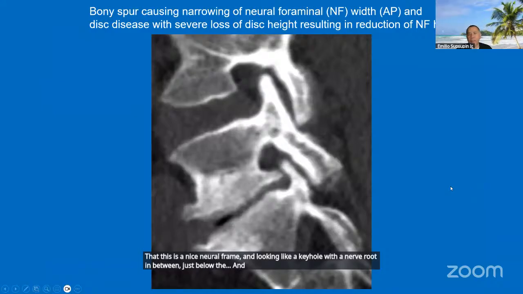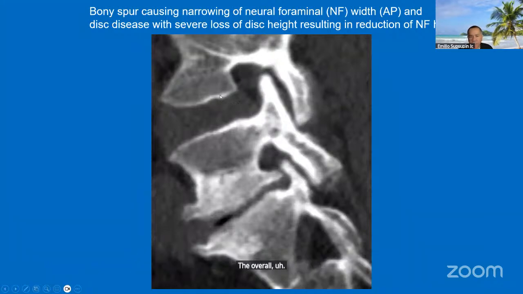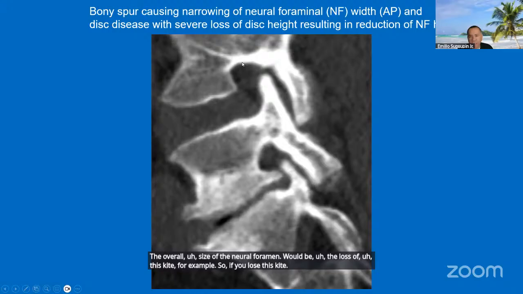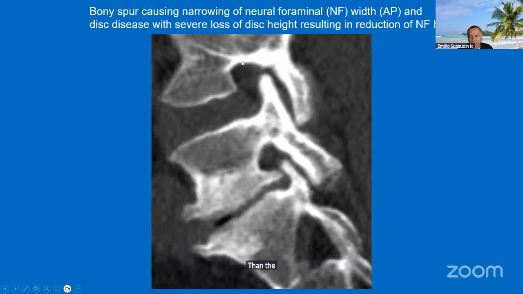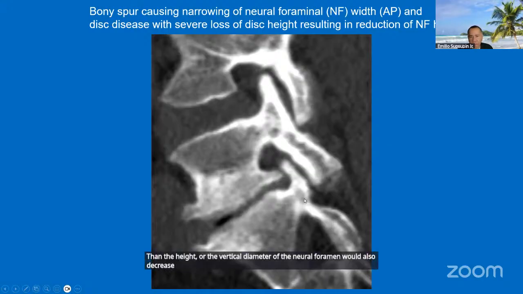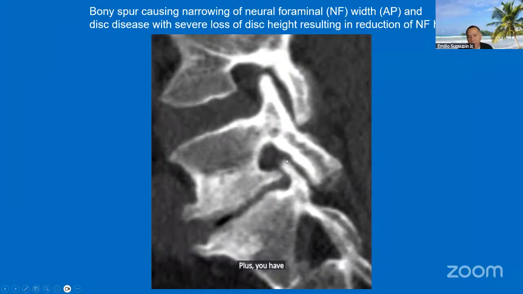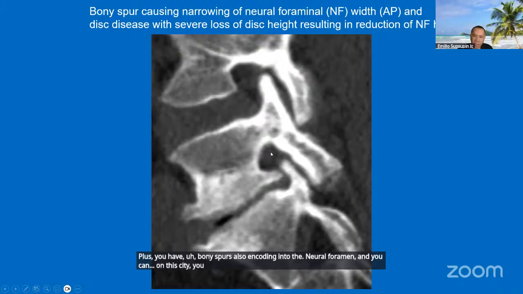And other things that can contribute to the overall size of the neural foramen would be the loss of disc height, for example. If you lose disc height, then the height or the vertical diameter of the neural foramen would also decrease, like in here. Plus you have bony spurs also encroaching into the neural foramen, and on this CT, you can make out the nerve root that is a little displaced here.